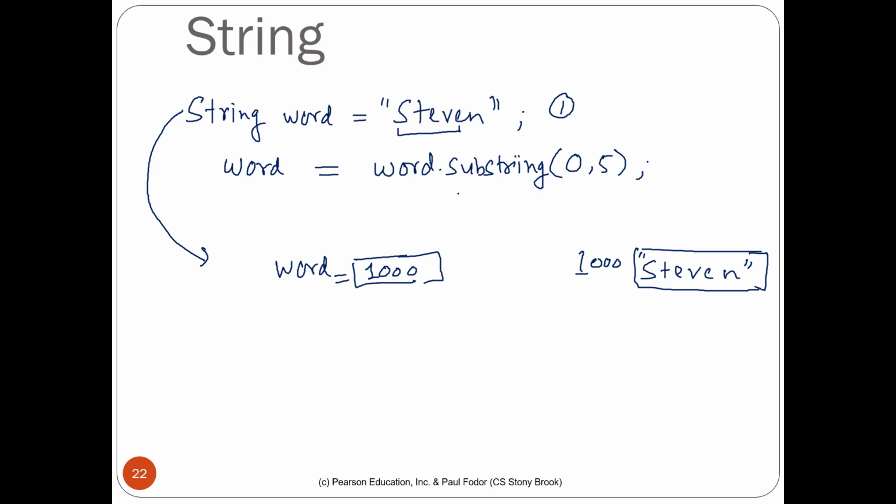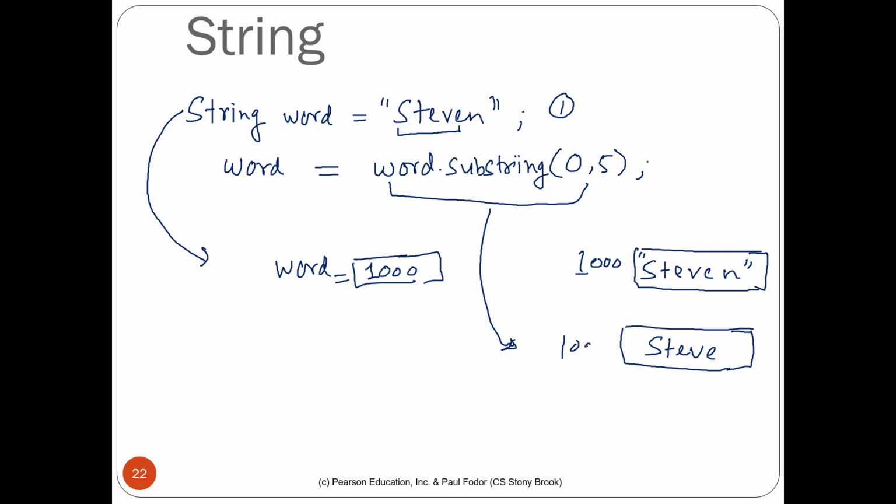Now when you do word dot substring, then what will happen? Because of this statement which says word dot substring 0 5, there's a new string created. There's a new substring which is created, that is Steve, and probably it is stored somewhere here, 1010. Alright, so these are two different strings. You never changed Steven. What you did was, from Steven you took some characters out, the first 5 characters, but Steven is intact.